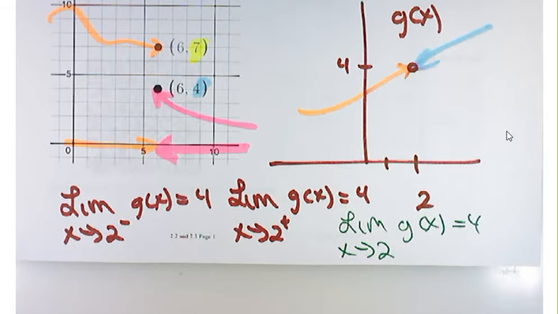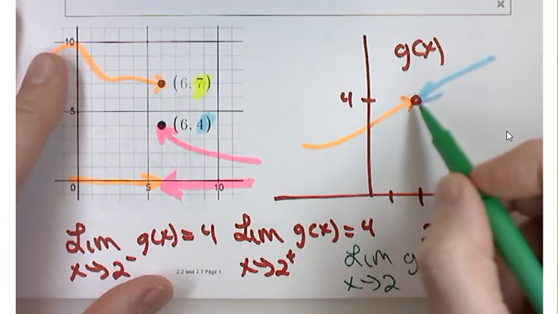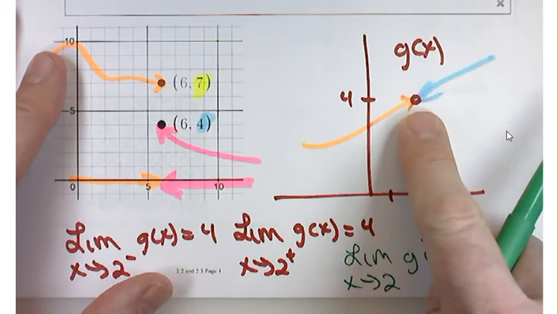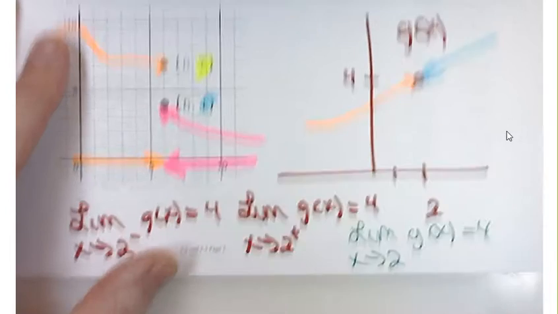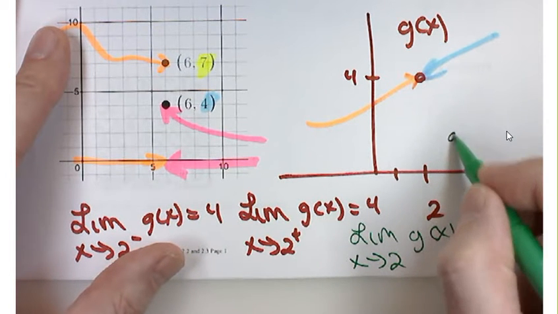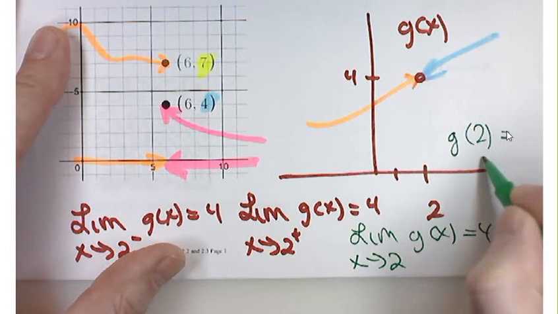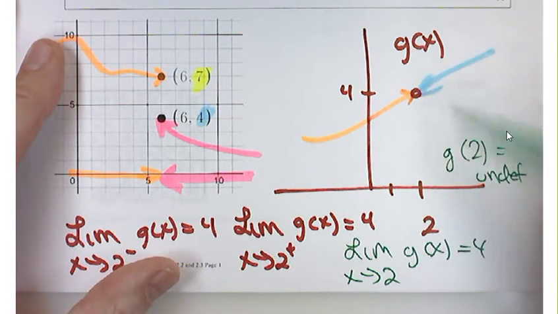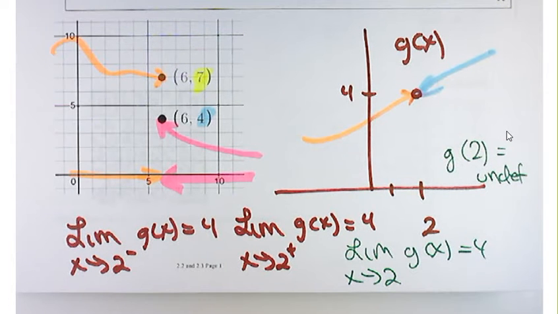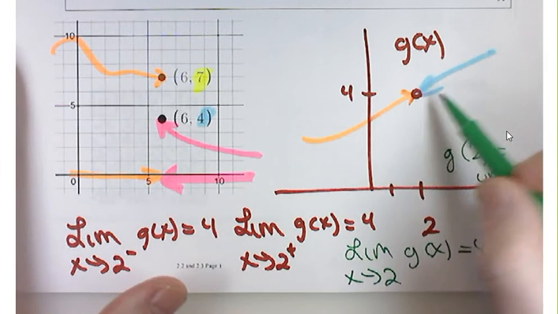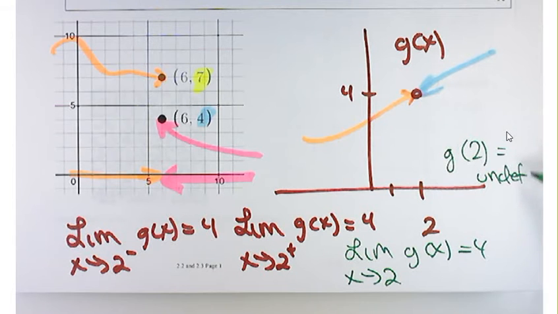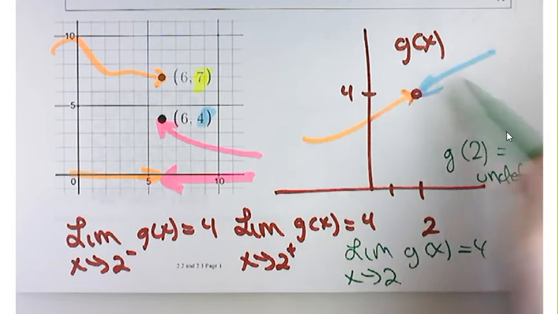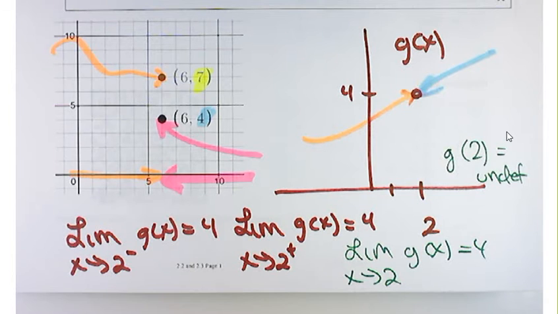Now, it doesn't exactly matter what's happening at the actual point. Notice I drew this hollow dot here. The function's actually not defined at this point. That's okay. So in this case, g of 2 is undefined. But what actually happens at this point and in the limit can be different things. Now it's nice when they're the same because then you have a continuous function at that point, but this point doesn't actually have to exist in order for the limit to exist. So let's play with some more examples.